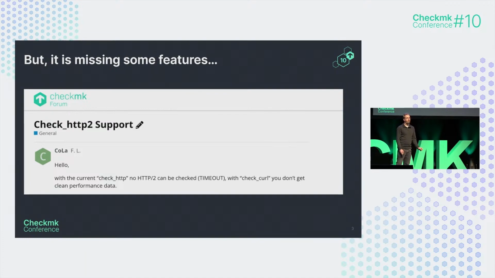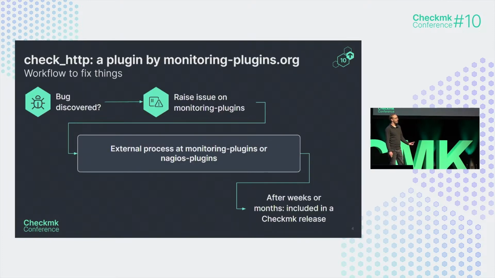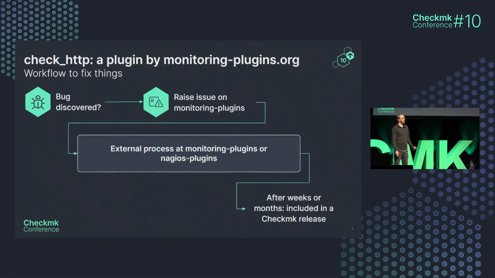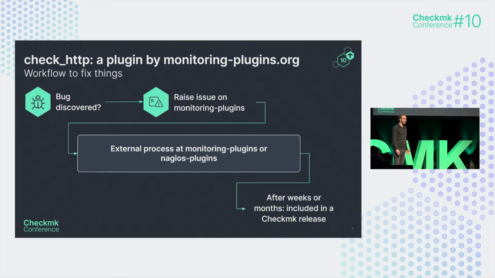But if you need a new feature or a bug to be fixed, we cannot just add that to the plugin directly in Checkmk. We need to raise an issue on monitoring plugins and then have to be patient while waiting. And this waiting for a bug fix sometimes includes waiting for a fix on Nagios plugins and the translation to the version of monitoring plugins.